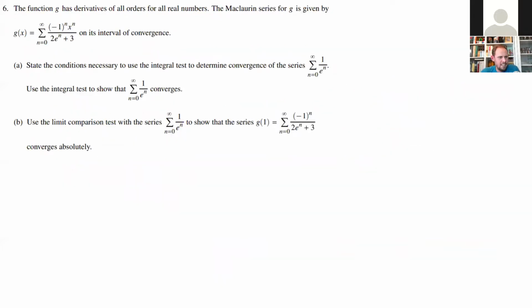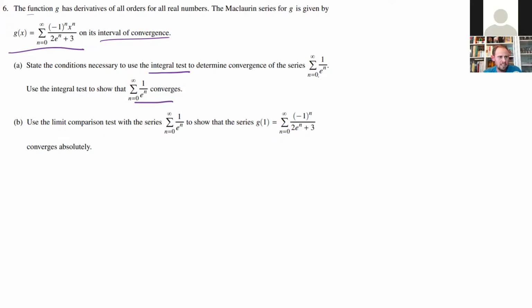And finally, number 6. All right, so we're going to be done in about an hour here. And we had 90 minutes. The function g has derivatives of all orders for all real numbers. Cool. The Maclaurin series for g is given by that, on its interval of convergence. So it only converges for some point probably, or some interval. State the conditions necessary to use the integral test to determine the convergence of this series. Use the integral test to show that that converges.